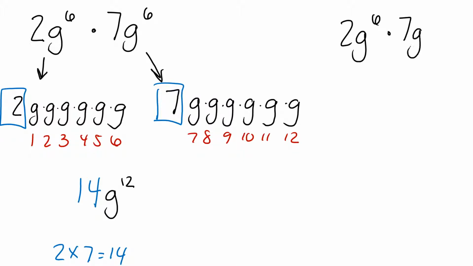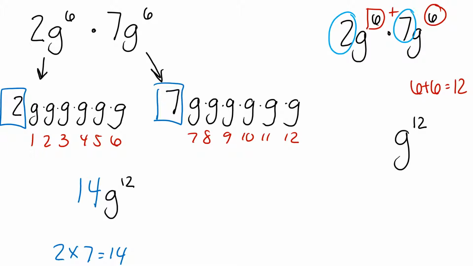Using our shortcut method, again, it still works. We're going to add 6 plus 6 to equal 12, keeping that base number g the same, g to the 12th. We multiply 2 times 7 to get 14. 14 g to the 12th.